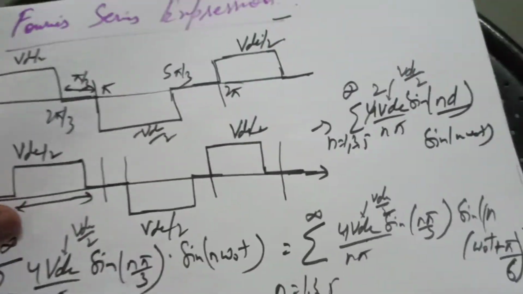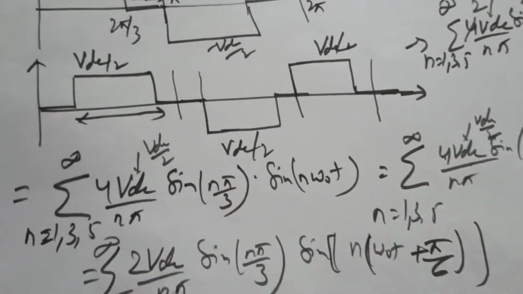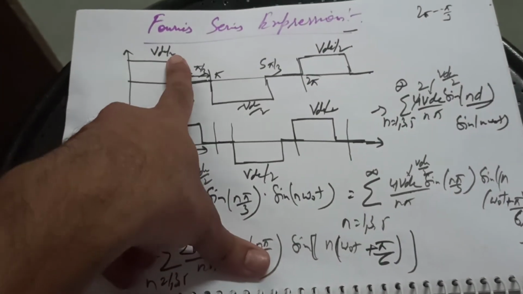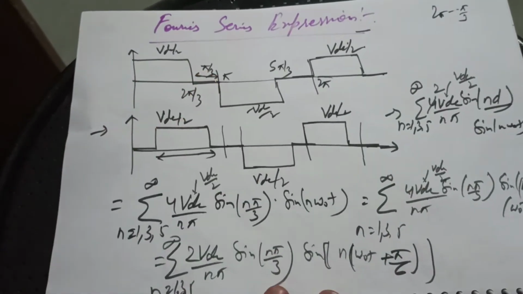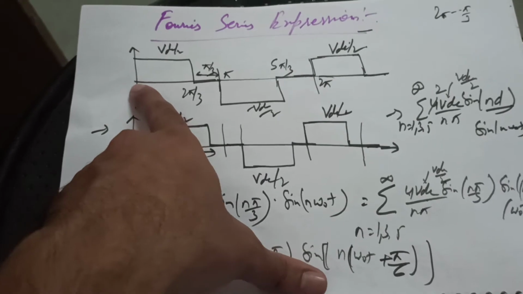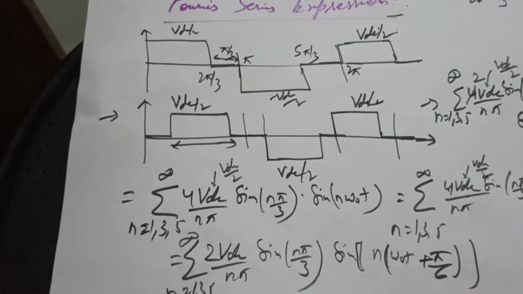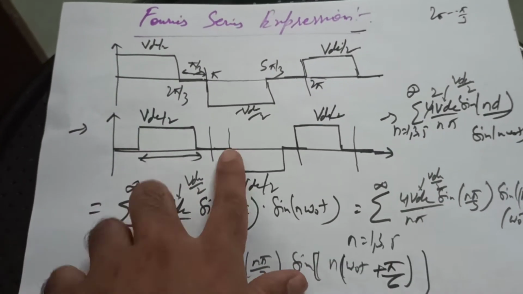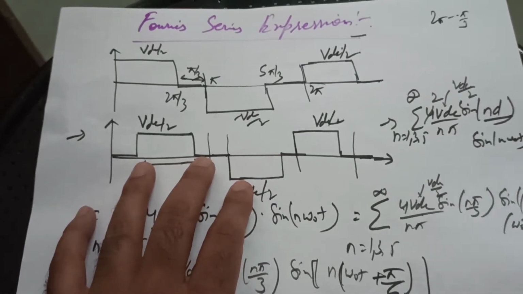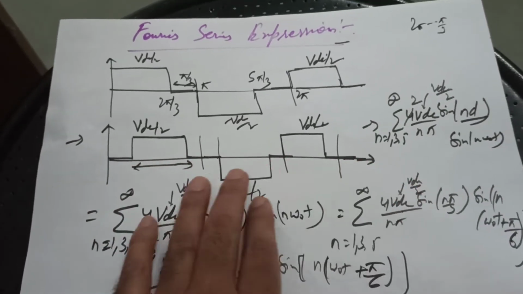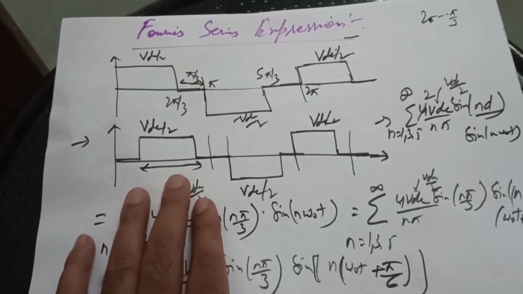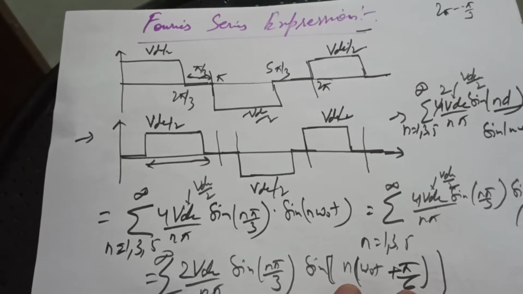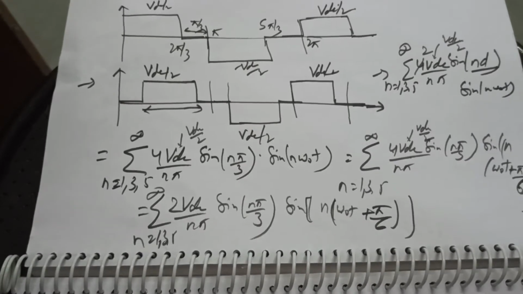So have a look at this. This is the Fourier series expression. You can see that the voltage is VDC by 2 from 0 to 2 pi by 3. So you have to simply shift this by pi by 3. When you shift this by pi by 3, it comes to VDC by 2. The angle remains intact, that is 2 pi by 3. So you will achieve a waveform that is more or less like a PWM wave. Clear? Is it clear or not?